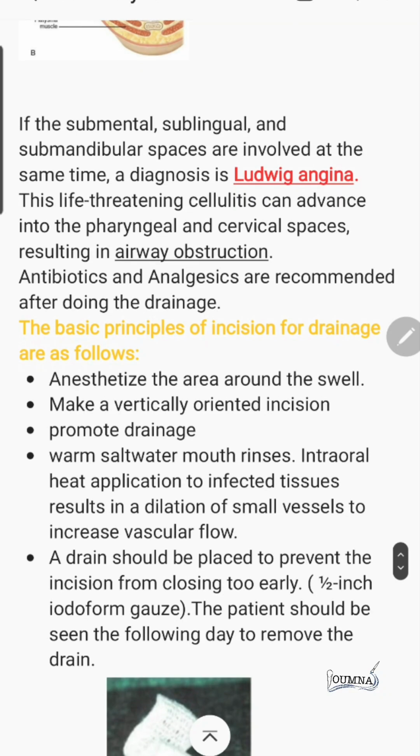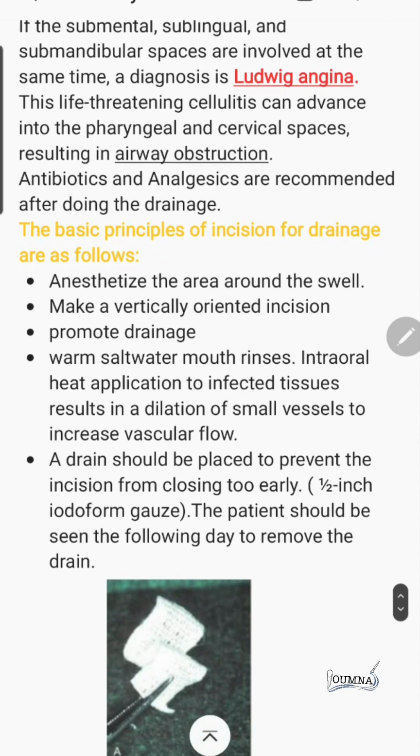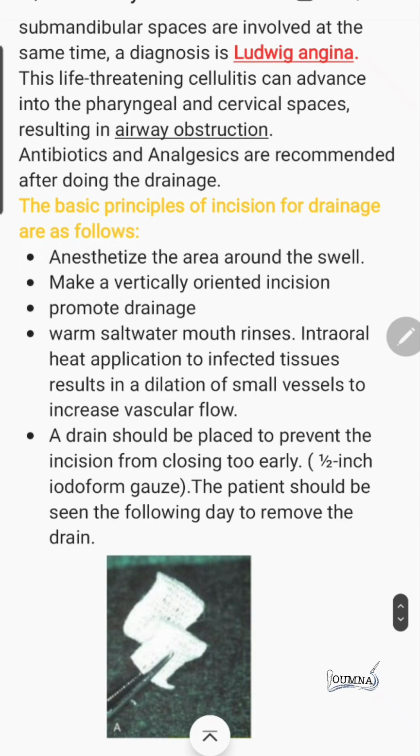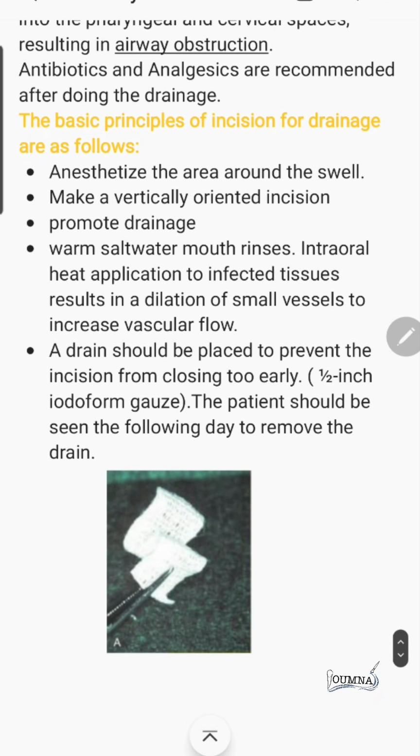If the submental, sublingual, and submandibular spaces are involved at the same time, the diagnosis is Ludwig's angina. This life-threatening cellulitis can advance into the pharyngeal and cervical spaces, resulting in airway obstruction. Antibiotics and analgesics are recommended after doing the drainage.